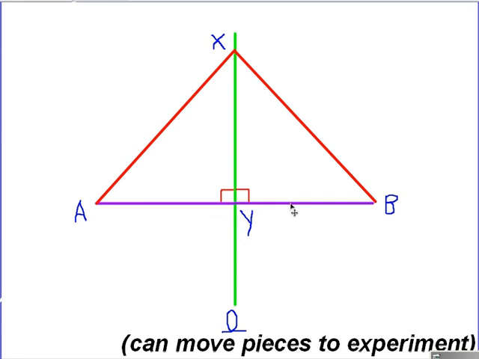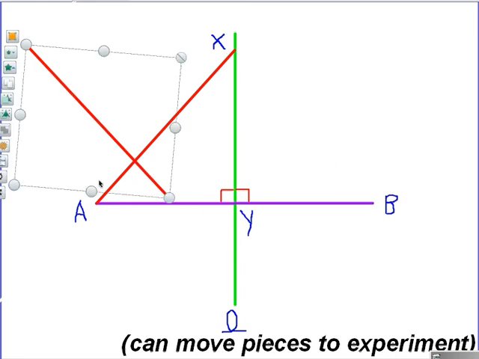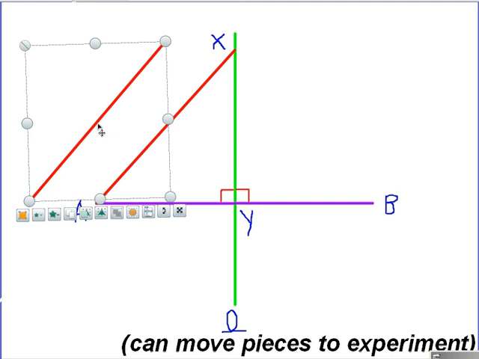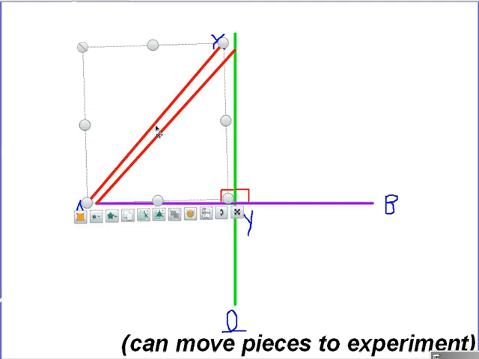And then what we also know is that the distance from one endpoint of the purple segment up to a spot on the perpendicular bisector should be the same as the distance from the other endpoint up to the same spot on the perpendicular bisector. So from B to X should be the same distance as from A to X. Let's double check that that is true. Yes, they are the same length.